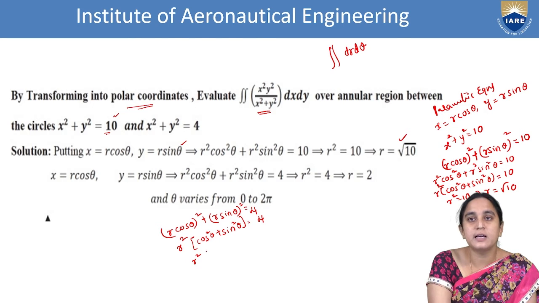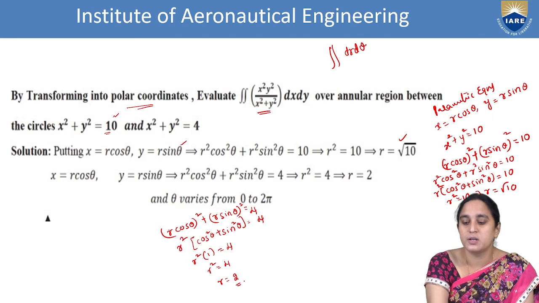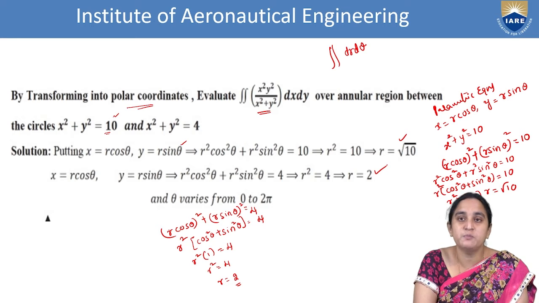Again, cos square theta plus sin square theta is 1, so it is equal to 4. From that, r square is equal to 4. Then r is equal to how much? 2. That's the second radius.